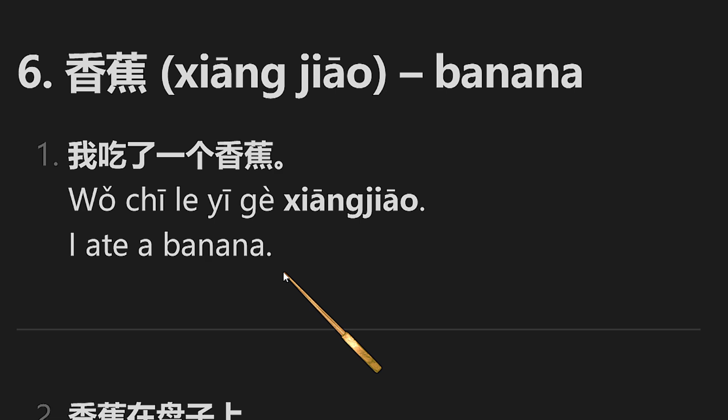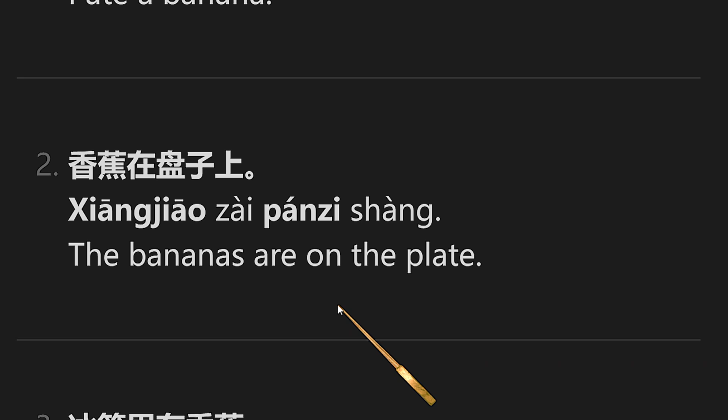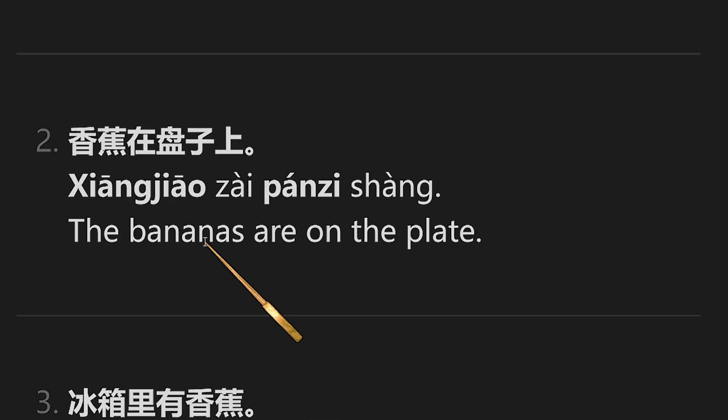If you speak English very fast, for example, I understand, you don't say it with a changed stress syllable. You just speak fast. So they also do the same. 我吃了一个香蕉。The bananas are on the plate.